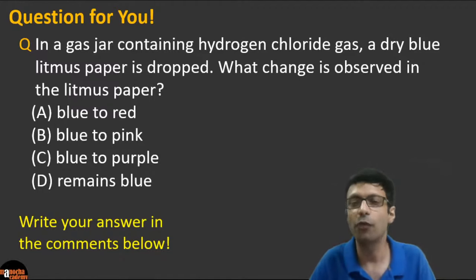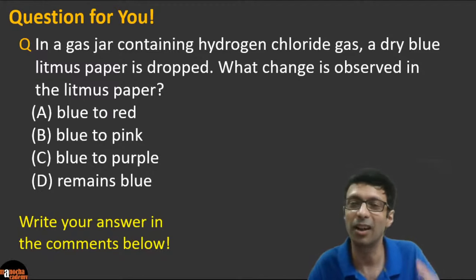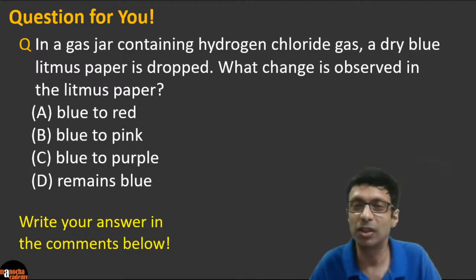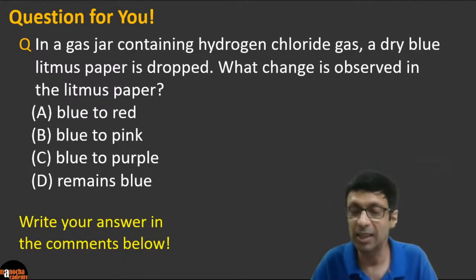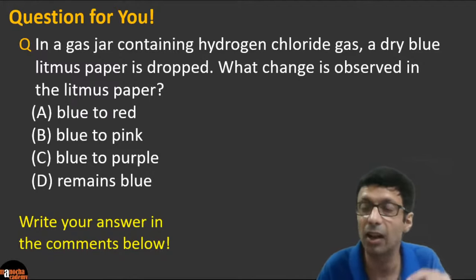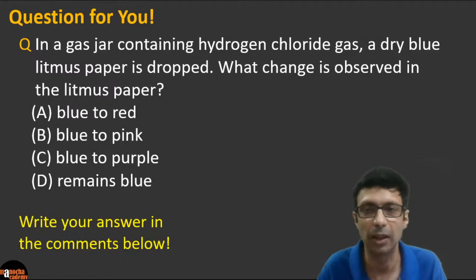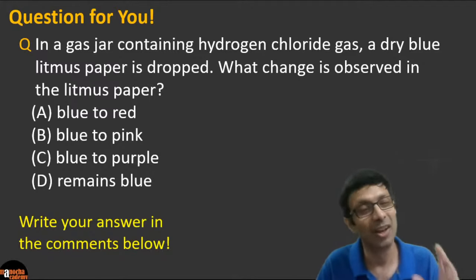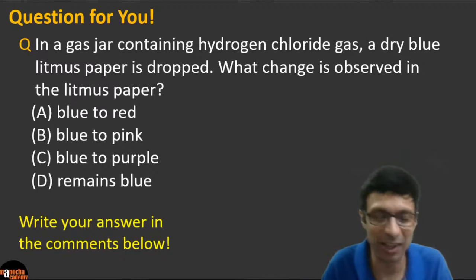Guys, I see a lot of you reply immediately after watching this live session. So I encourage all of you to try, because these questions are for you to think, right? And I won't tell you the answer here because I want each one of you to think. These are some interesting, tricky questions. In a gas jar containing hydrogen chloride, a dry blue litmus paper is dropped. What change is observed in the litmus paper? Blue to red, blue to pink, blue to purple, or remains blue. So this is a colorful question for you to try, and do let me know your answer in the comments below.